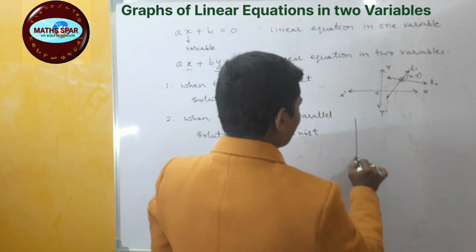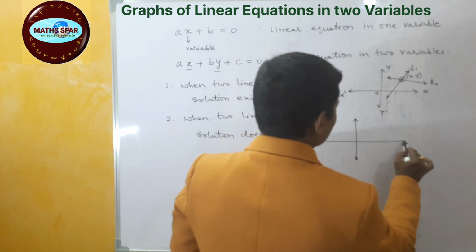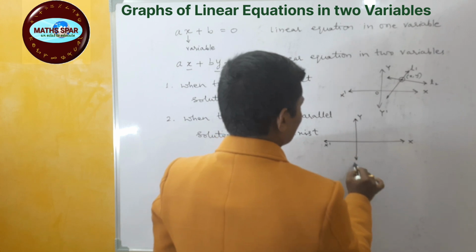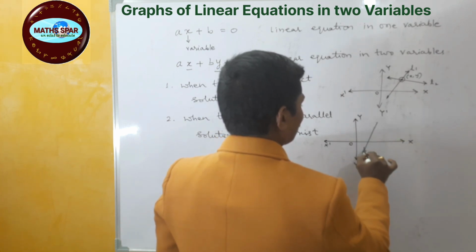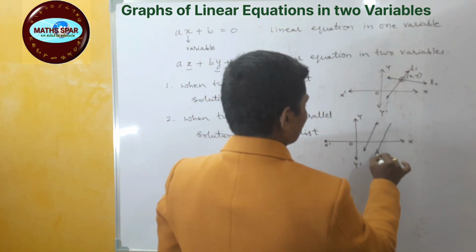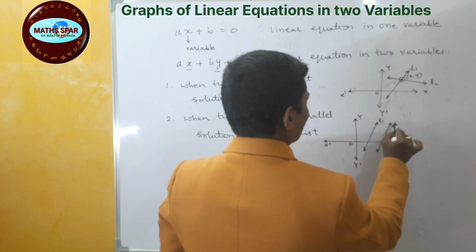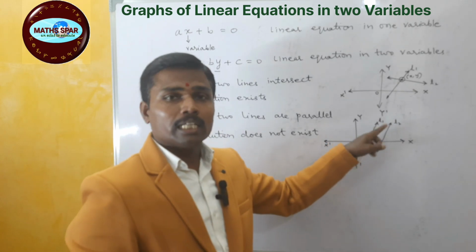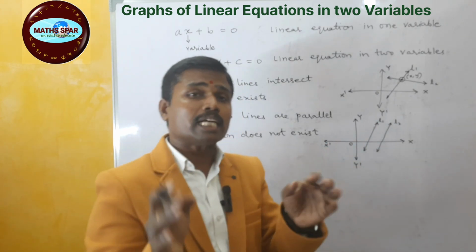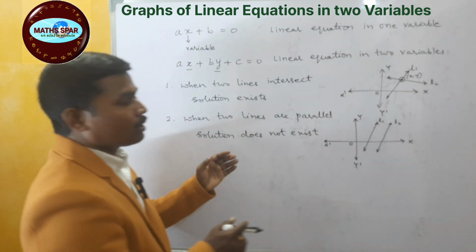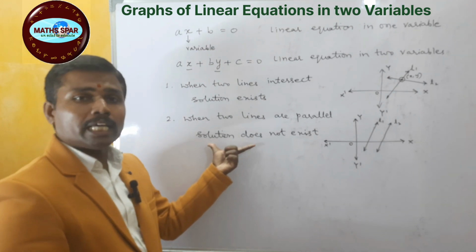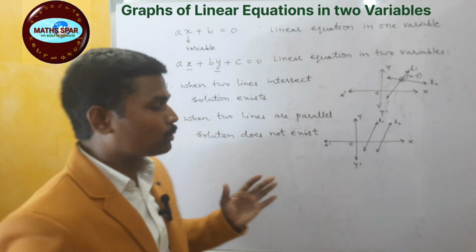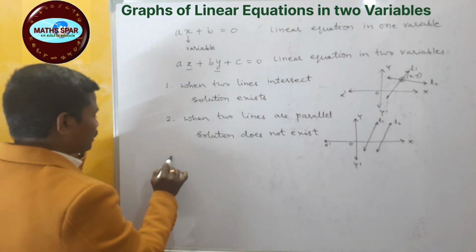Then when two lines are parallel, y, x dash, y dash, 0, two lines are parallel, L1, L2. Now as these two lines are parallel, they will never intersect at any point. So in common there won't be any solution; where there is no intersection, there is no solution. So solution does not exist.